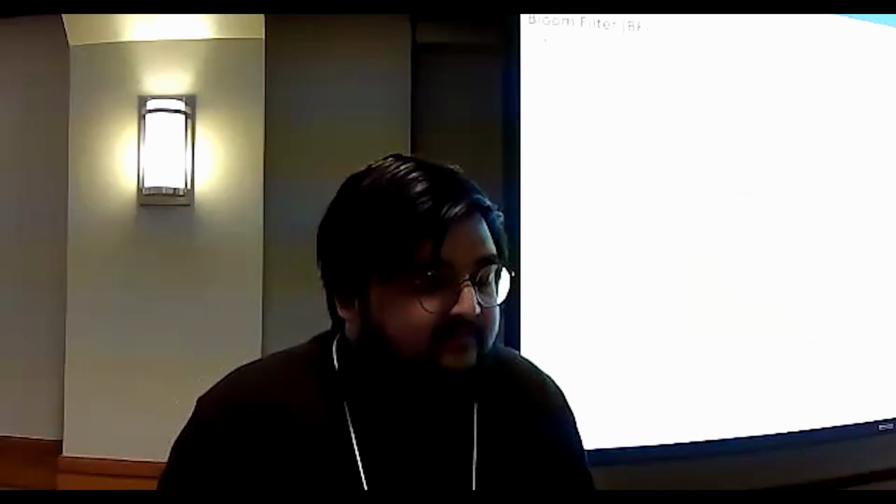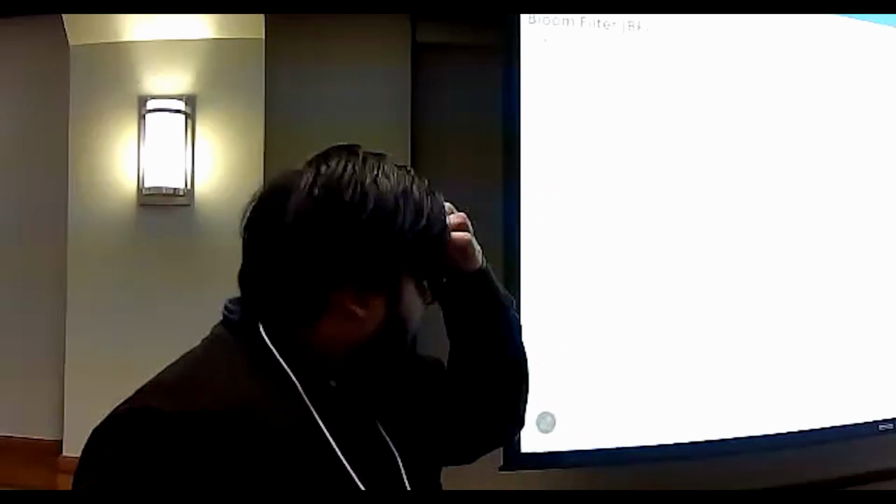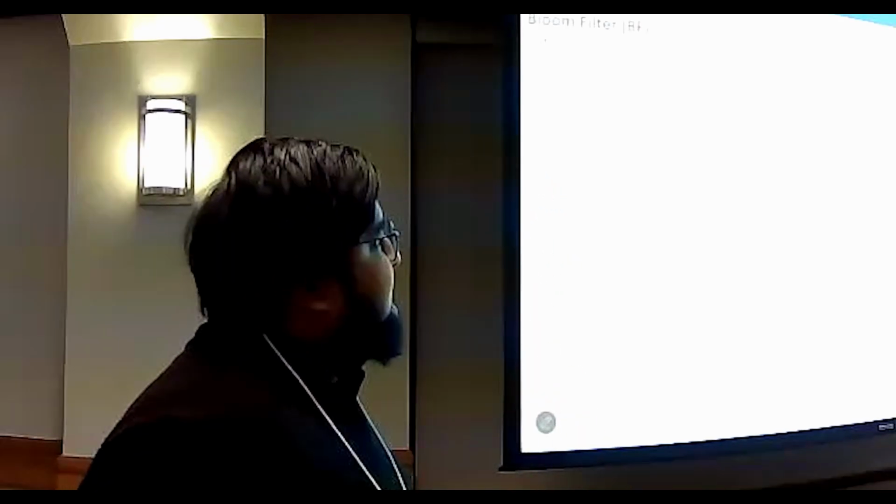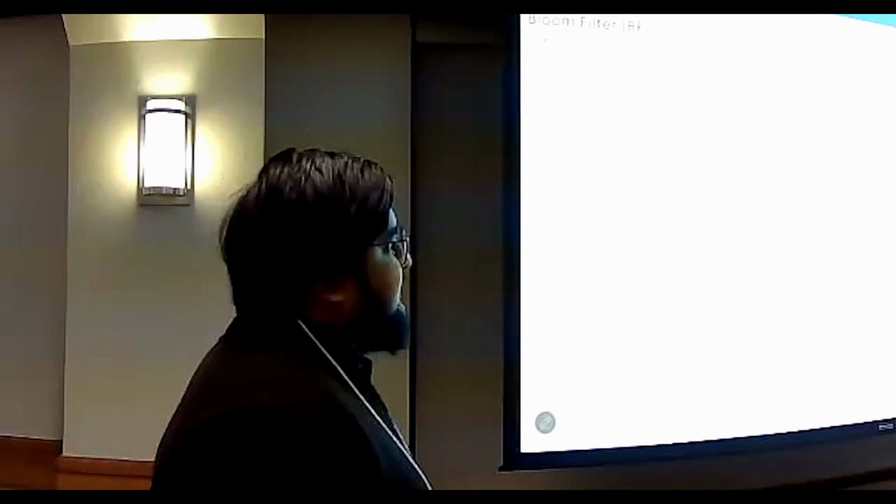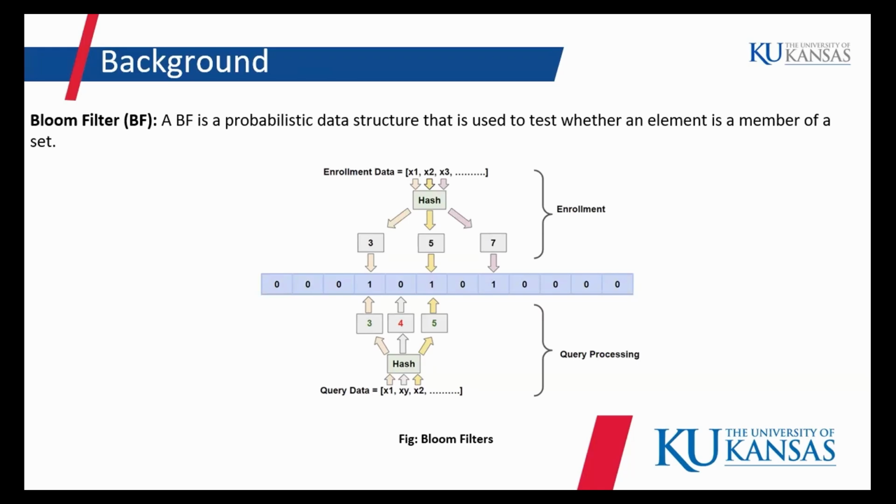Before learning about persistent hierarchical Bloom filters, let's go through the Bloom filter. A Bloom filter is a probabilistic data structure that is used to test whether an element is a member of a set or not. Consider this example. In this figure, we have two operations of Bloom filters. The first one is enrollment, and the second one is query processing.